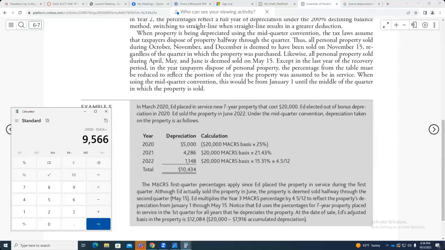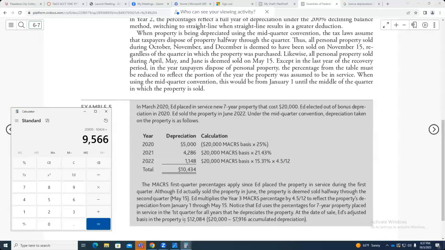I'm just going to read what is in here. The mid-quarter first quarter percentages apply since Ed placed the property in service during the first quarter. Yes, we know that, right? Although Ed actually sold the property in June, the property is deemed to be sold halfway through the second quarter, which is May 15th. Got it? So far, so good. Ed multiplies the year three percentage by 4.5 out of 12 months to reflect the property's depreciation from January through May 15th. Notice that Ed used the percentage for 7 years property placed in service in the first quarter for all years that he depreciates the property.